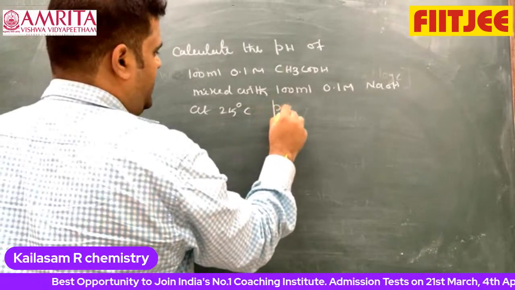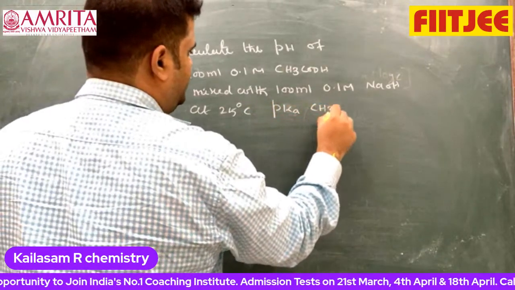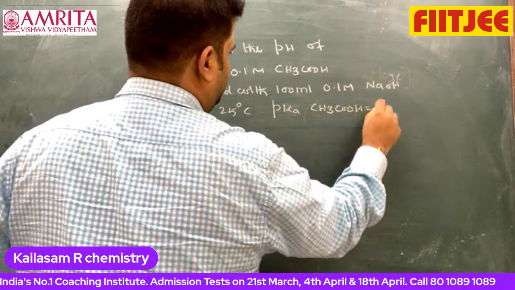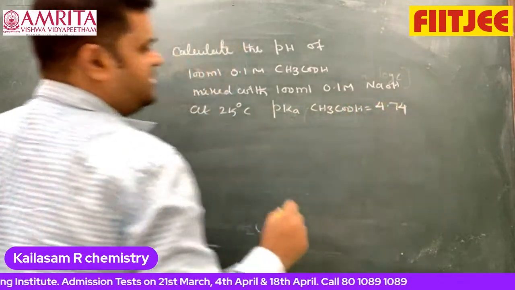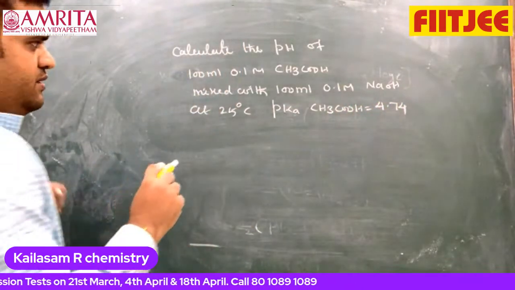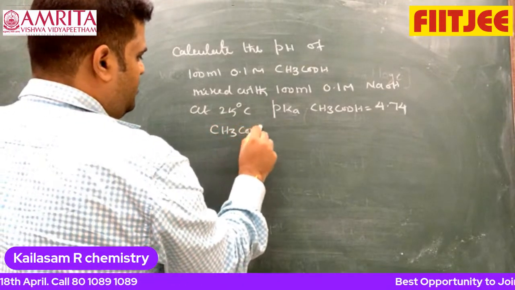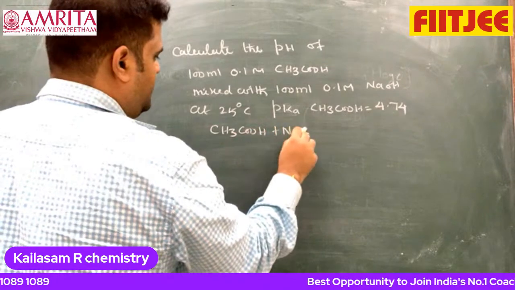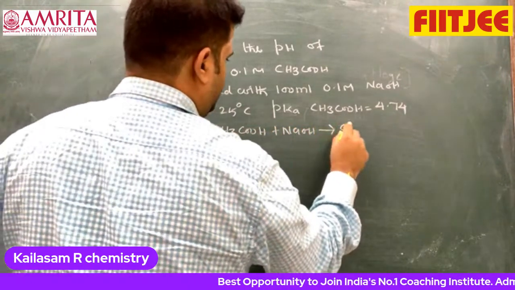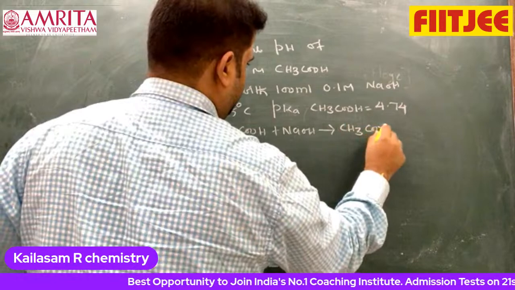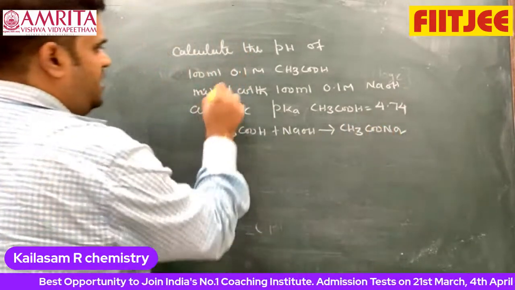So the pKa of CH3COOH is 4.74. Neither is given. So how to solve this question? Now I am writing CH3COOH plus NaOH, which gives us CH3COO again.